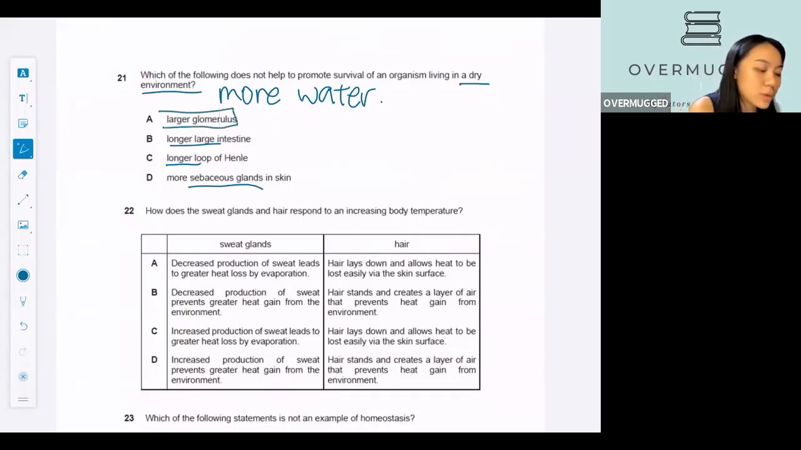But larger glomerulus, what will happen when there is a larger glomerulus? There will be more glomerular filtrate going into the glomerulus, right? So A does not help.